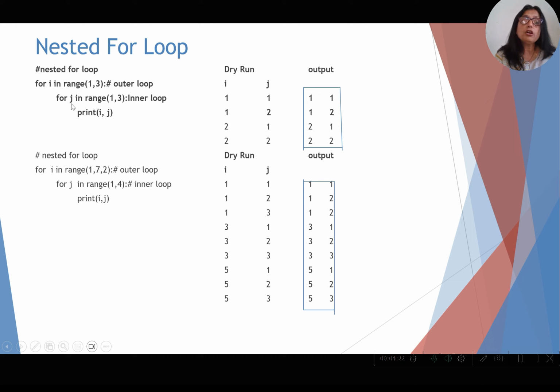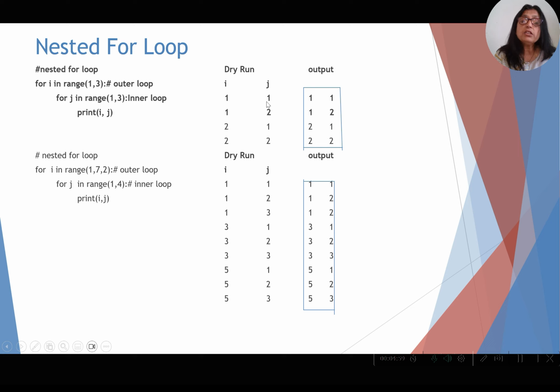Now moving to the inner loop: for j in range 1, 3. Here also the initial value of j is 1 and the final value is 3, which means the upper bound is 2. Print i and j. Now look at the dry run of the program. Look at this i column and the j column. The first iteration, or first pass, of i has the value 1. When i is 1, the inner loop will be executed.